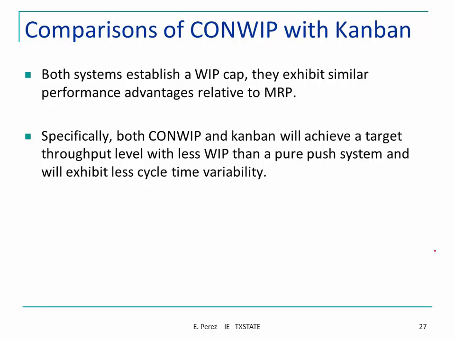Okay? So both systems will establish a WIP cap that exhibits similar performance advantages relative to MRP. Specifically, both CONWIP and Kanban will achieve a target throughput level with less WIP than a pure push system and will exhibit less cycle time variability. Okay, so in terms of these two particular points, both of them provide the same benefits, CONWIP and Kanban.